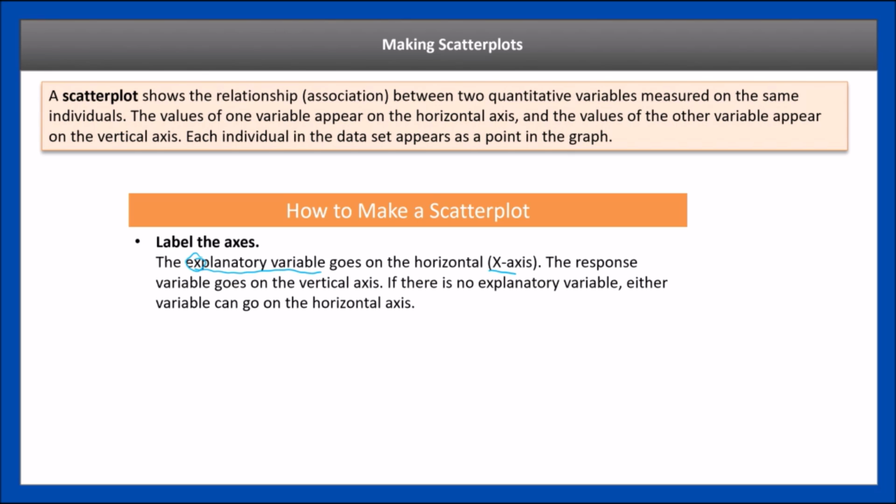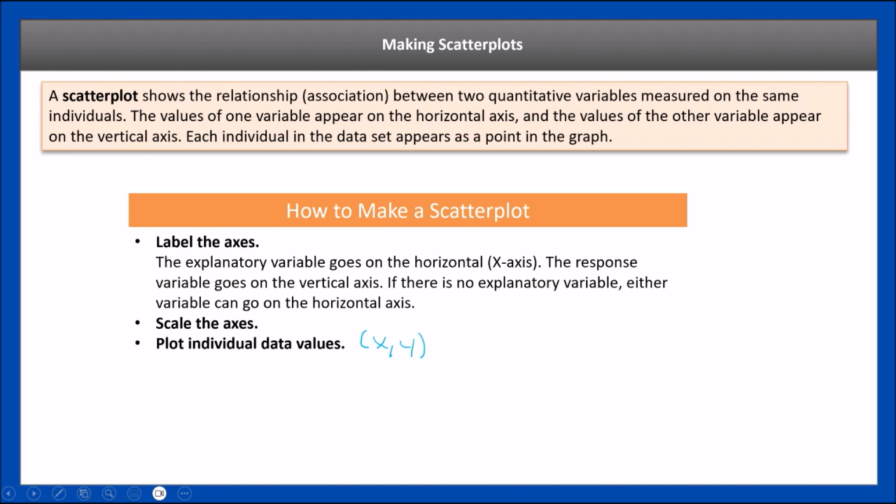However, if there is a clear explanatory variable, it must go on the x-axis. All right, second thing is to scale the axes. So once you have the axes and you determine which one's explanatory and response, you want to scale depending on the data that you have. Then you want to plot the individual data values. So each of the data values plot as x, y, right?